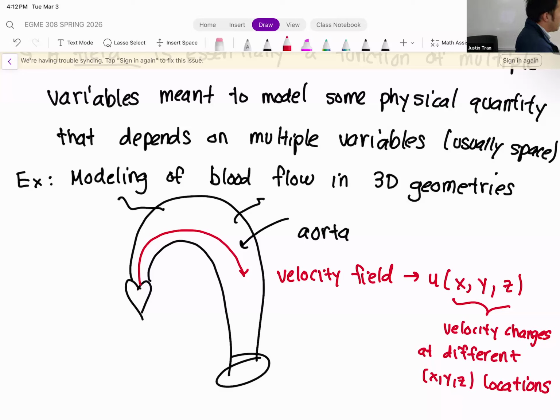So that's a very basic example of a field. Basically any engineering quantity or any physical quantity that is going to change based on its position, that is what we deem a field. Okay. And of course, you can think of other examples as well.